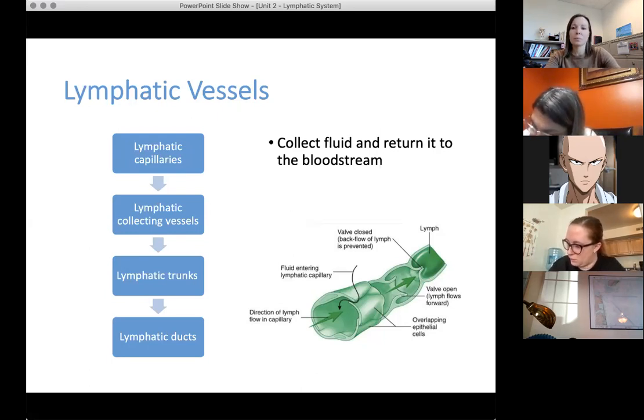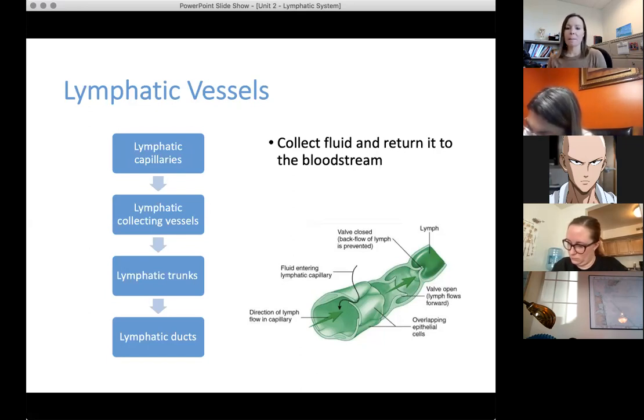Can you repeat that again, please? Yeah, I forget exactly what I said, but they're microscopic, so you can't see them with the naked eye. They are open-ended vessels that will drain any excess interstitial fluid from around your tissues.